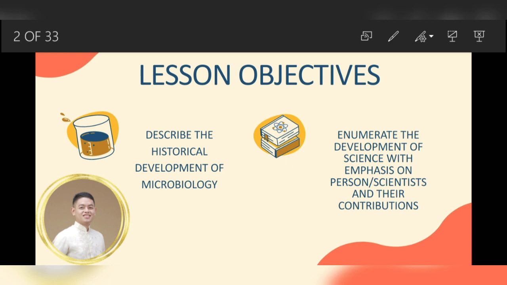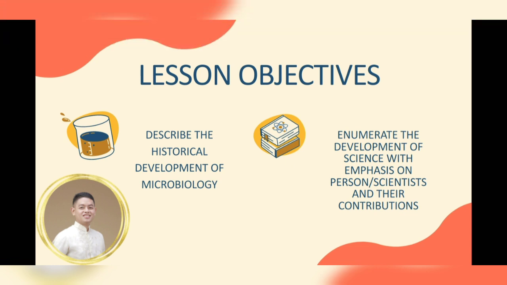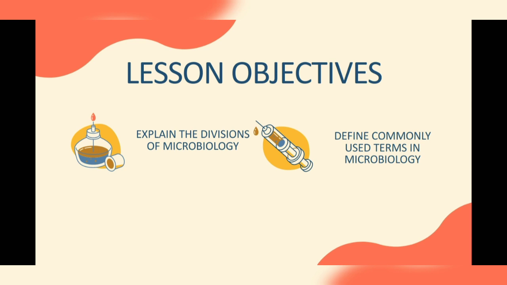The lesson objectives of this study are the following. First is to describe the historical development of microbiology. Next is to enumerate the development of science with emphasis on persons, on scientists, and their contributions. Next is to explain the divisions of microbiology. And lastly, to define commonly used terms in microbiology.